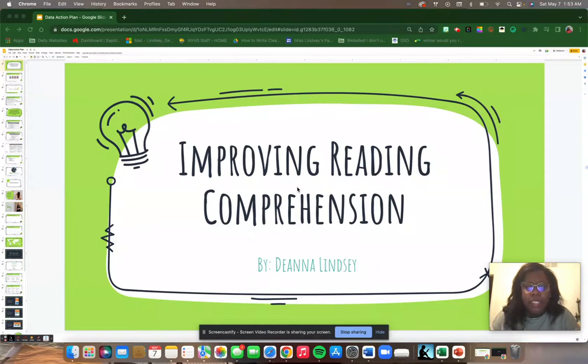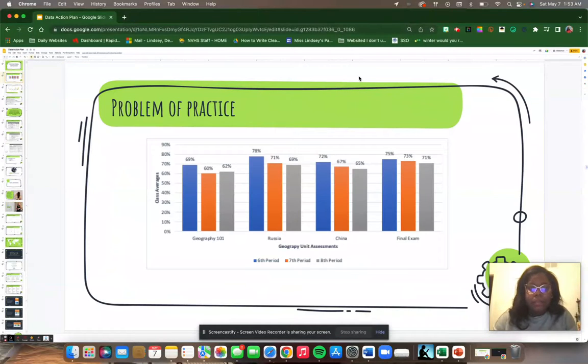Hello, my name is Deanna Lindsay, and I was focusing on improving reading comprehension with my ninth grade freshmen for my data action plan. So I started off looking at the test scores from my data display assignment.